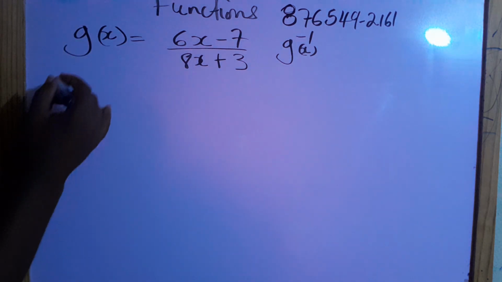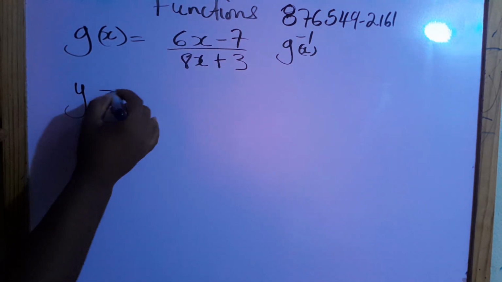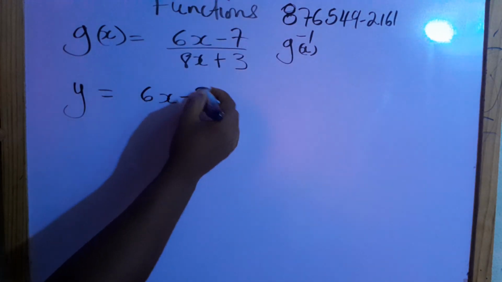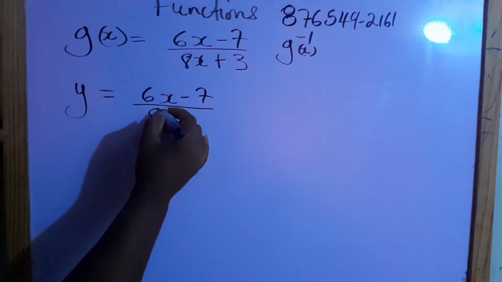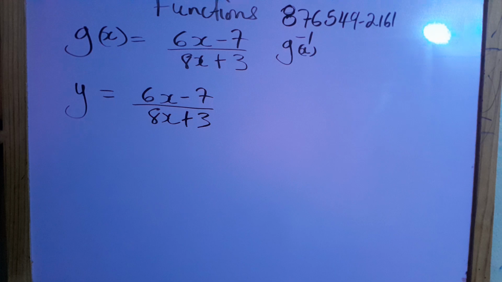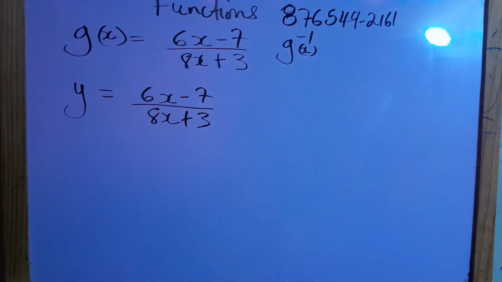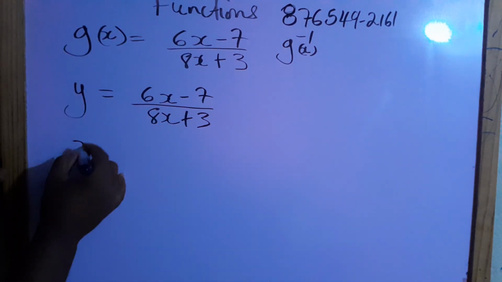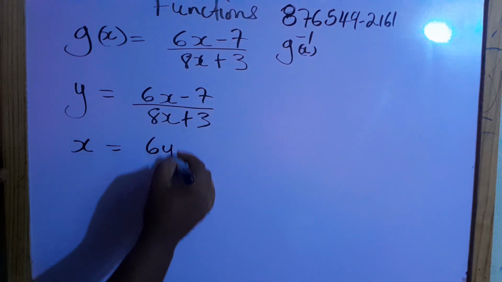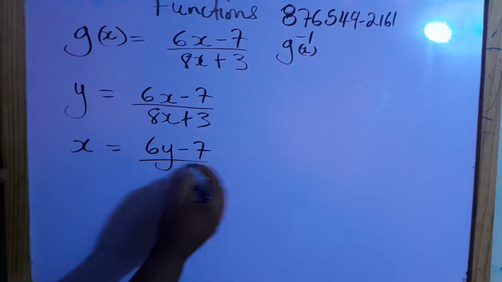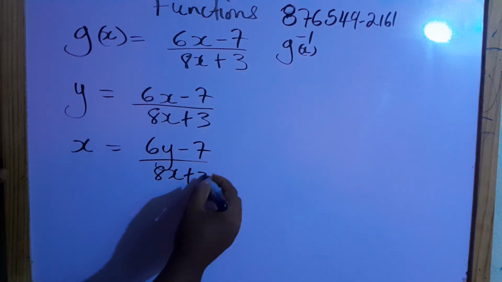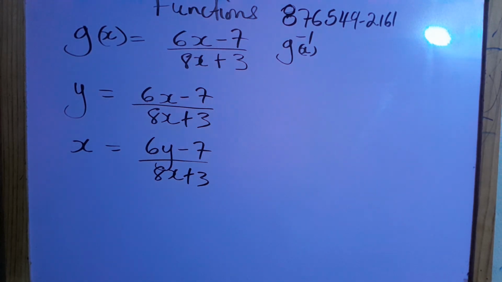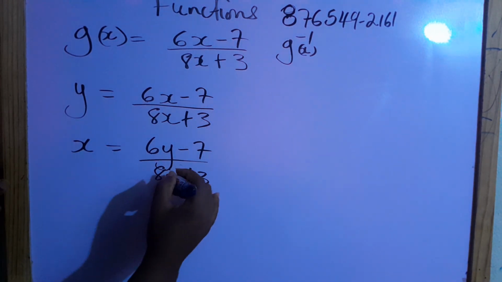Let's go. So what we do, we change the function to y. So y is equal to (6x minus 7) over (8x plus 3). So that's the first step. Interchange x for y and y for x. So this gives us x equals (6y minus 7) over (8y plus 3). Now we need to solve for y.